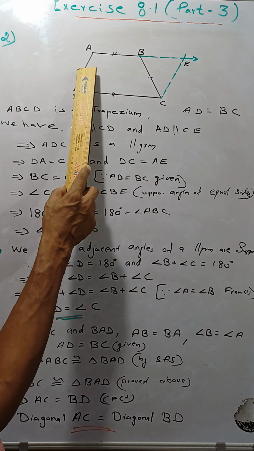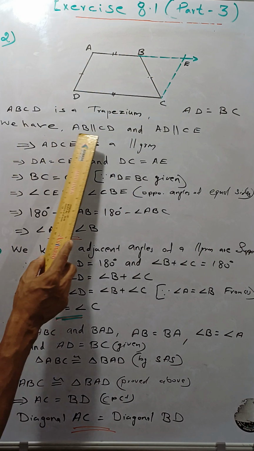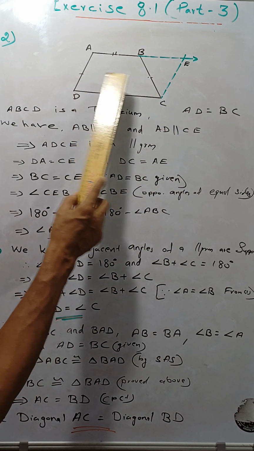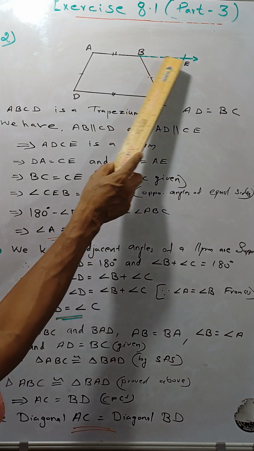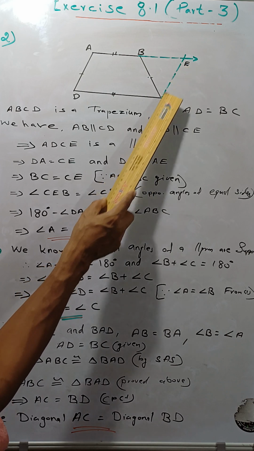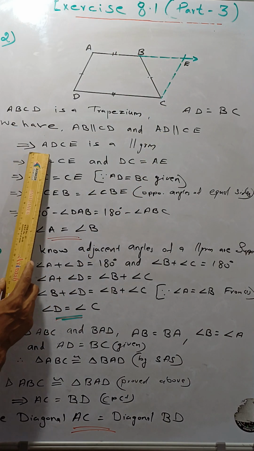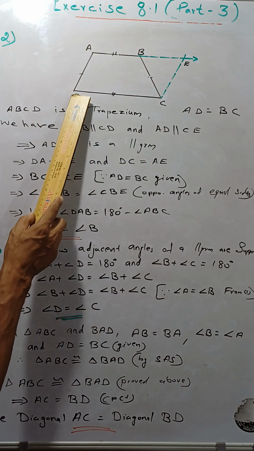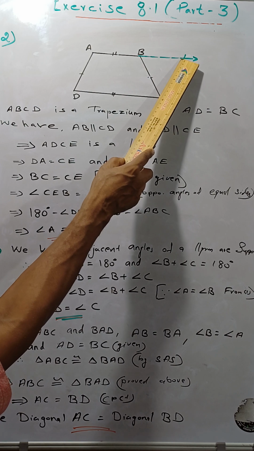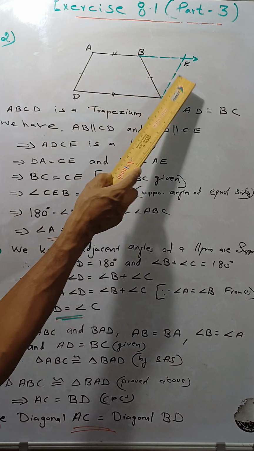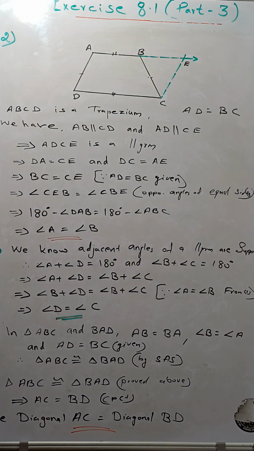AD and BC are equal, and AB is parallel to CD and AD is parallel to CE. We have constructed this part also. AD is parallel to CE. It gives ADCE is a parallelogram, because these two sides are parallel and these are also parallel. Two pairs of opposite sides are parallel and equal.